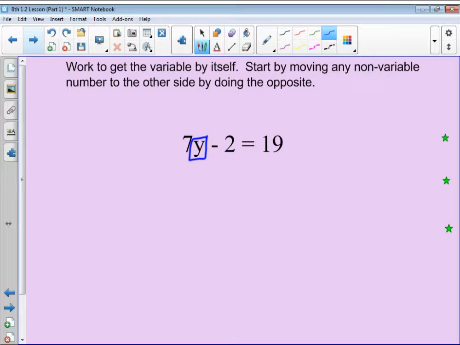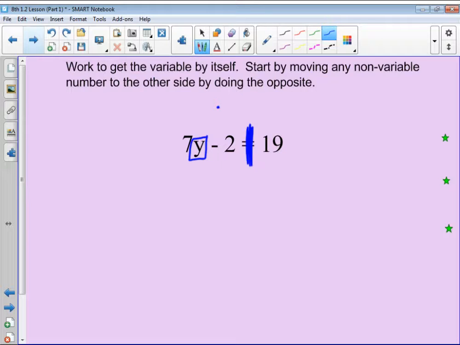The first thing we're going to do is start moving any non-variable number to the other side by doing the opposite. So when I look at this, I have my equal sign right here. My whole objective is to get y all by itself on this side of the equation. So I'm going to work by getting rid of anything that's not attached to the y.